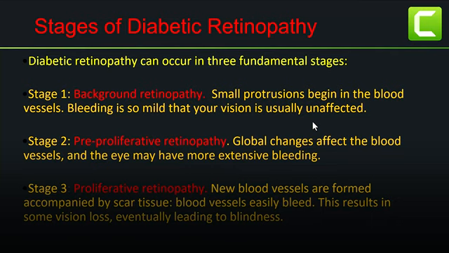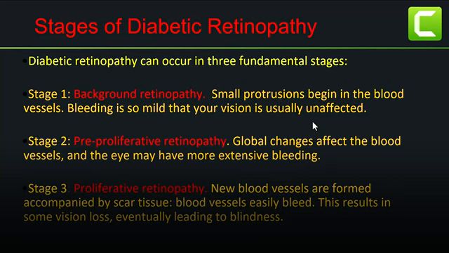Diabetic retinopathy can be classified into three fundamental stages. The first stage is called background retinopathy, and this is where small protrusions begin in the blood vessels, which may bleed slightly. However, the bleeding is so mild that your vision is usually unaffected. In stage 2, called preproliferative retinopathy, this is more severe than stage 1. Here you have global changes affecting the blood vessels and the eye may have more extensive bleeding.